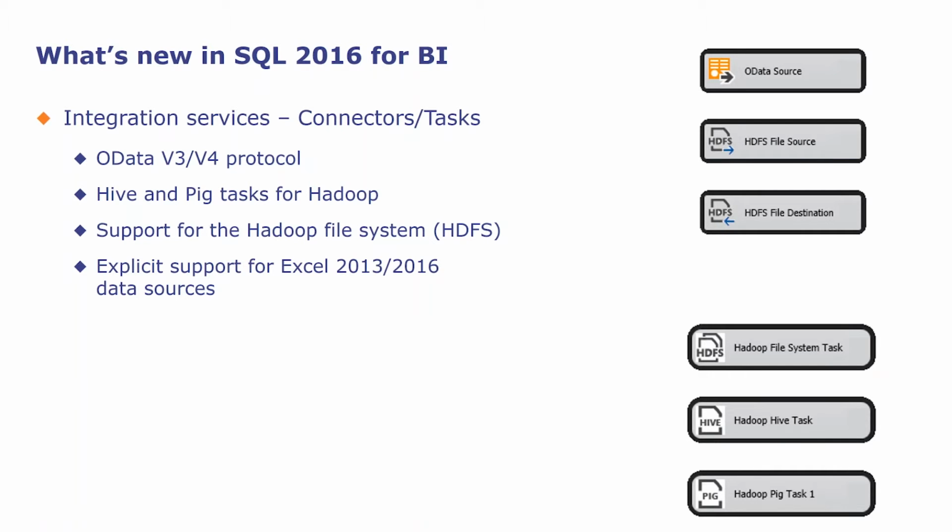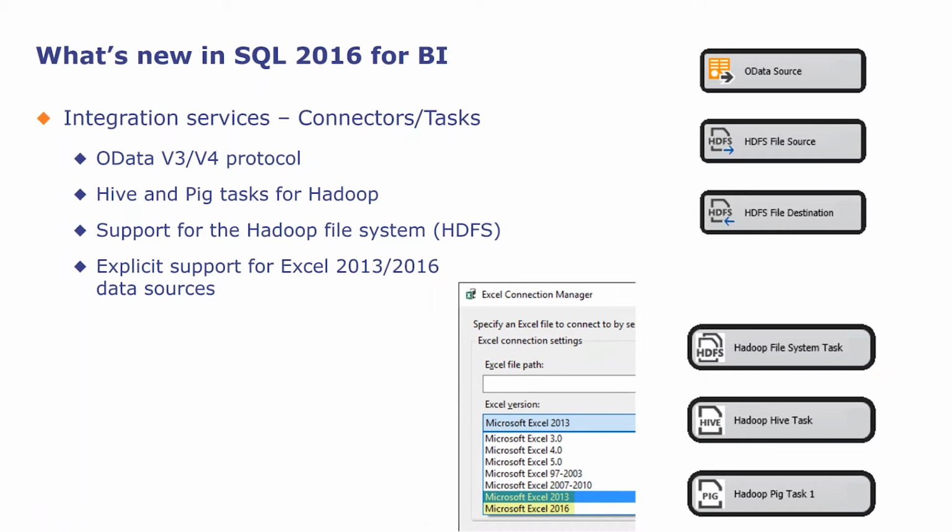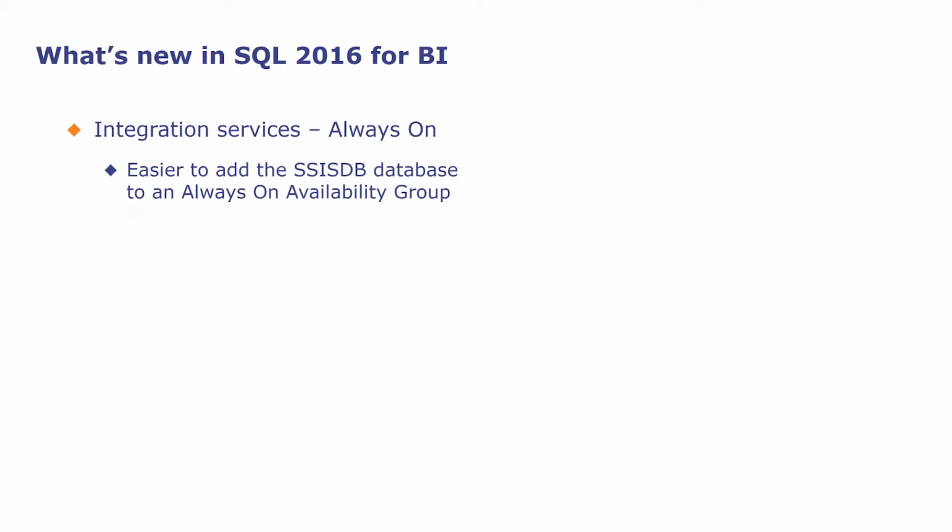For Excel, there is now direct support for Excel 2013 and 2016, the latest 2 versions of Office. On the level of Always On, there has also been an enhancement. Now it is much easier to work with Always On. They've added the possibilities to let you easily deploy to a centralized SSIS catalog. You can now add the SSIS database to an Always On availability group, just like any other database. So when a failover happens, one of the secondary nodes will automatically become the new primary node.